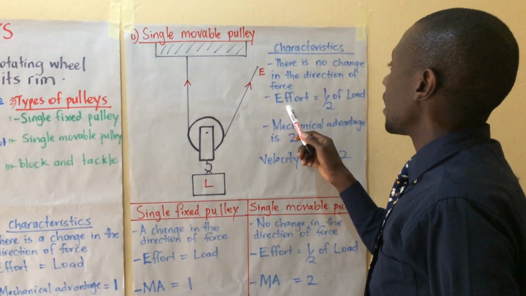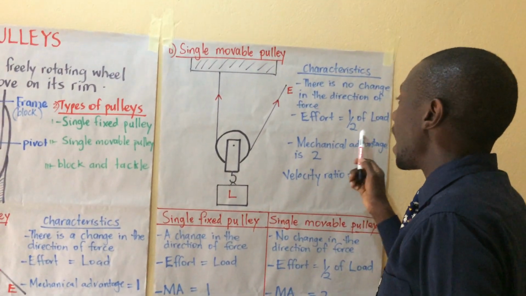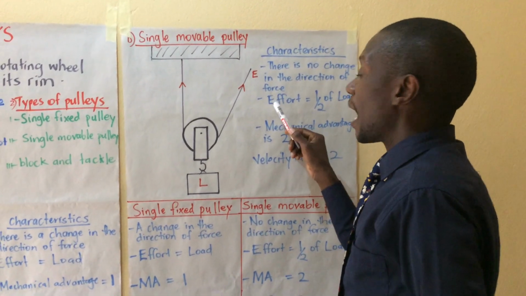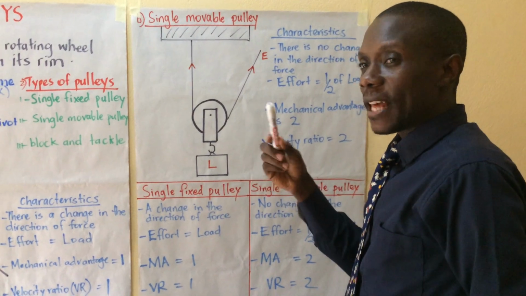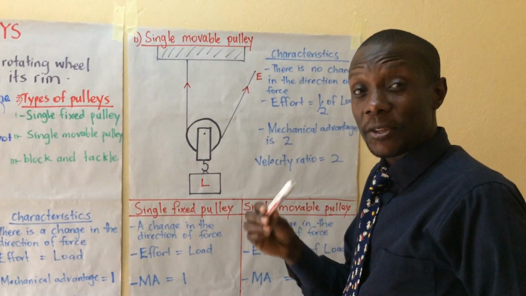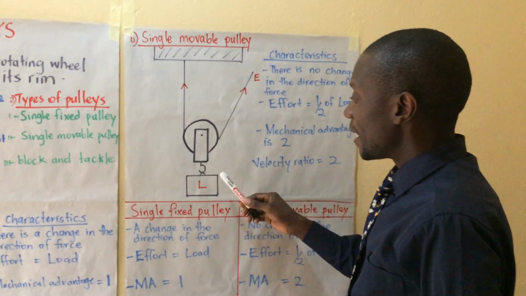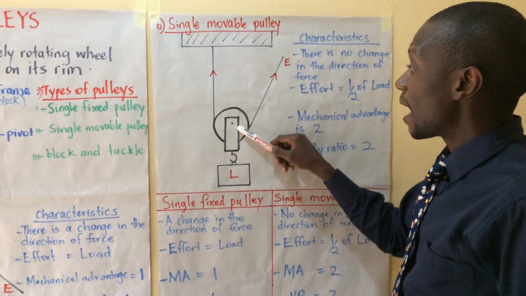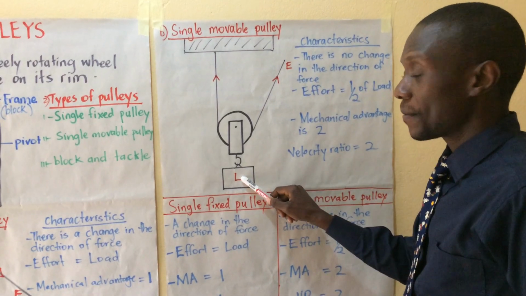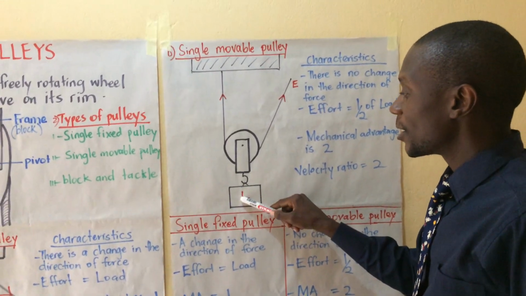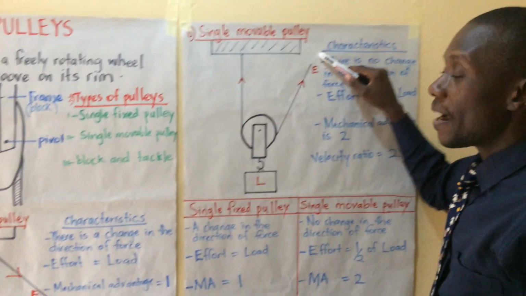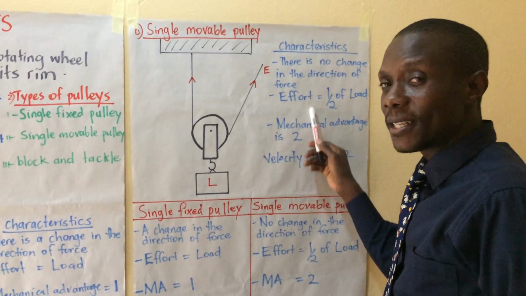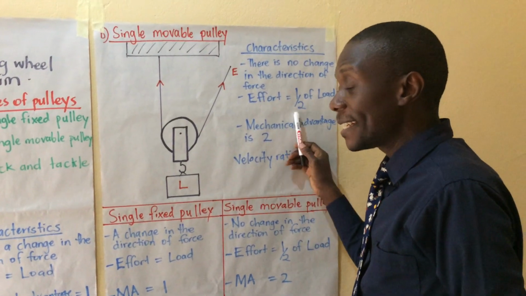the second one is the effort you put in is a half of the load, which implies that it reduces on the effort applied. It reduces on the effort you are putting in. Now, let's say the load is 100 kilograms. That means the effort you'll be using to pull will be a half of the load, which means if we have 100 kilograms here, then you'll be using a force of, let's say, 50 kilogram force, a half of this, which means it reduces on the effort applied.